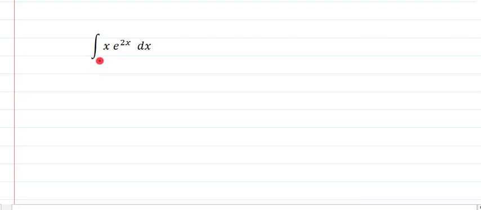This is integration of x into e power 2x dx. So again let us recall Euler's rule. According to Euler, we have two functions, an algebraic function and an exponential function. So according to the rule, the algebraic function is the first function and the exponential function is the second function. Let us name them first function and second function according to Euler's rule, and let us name this integral as I.